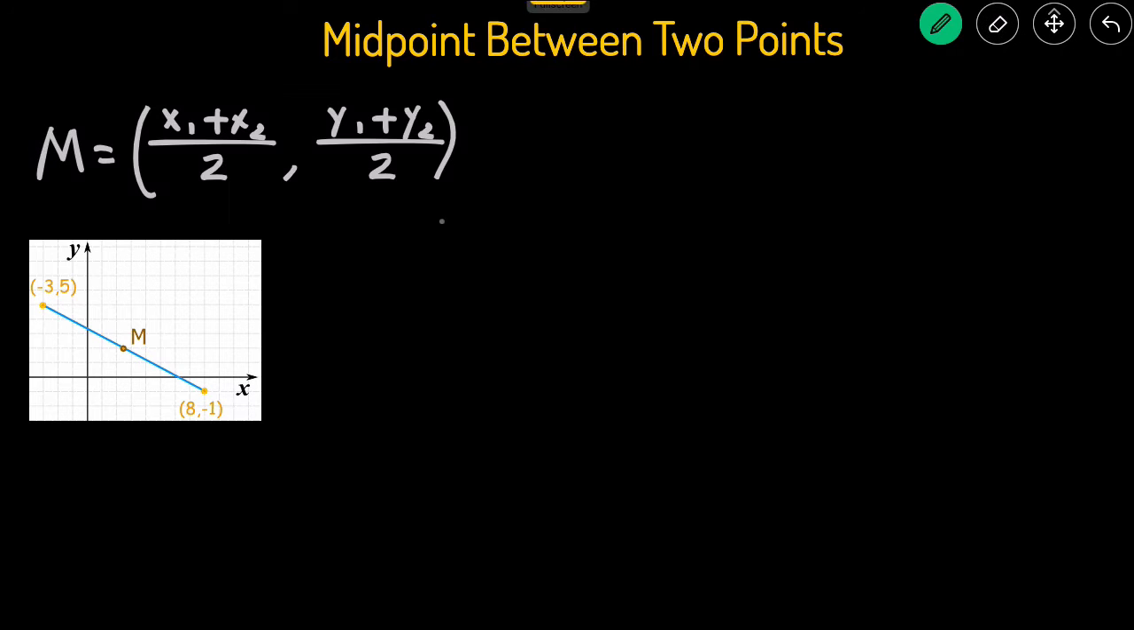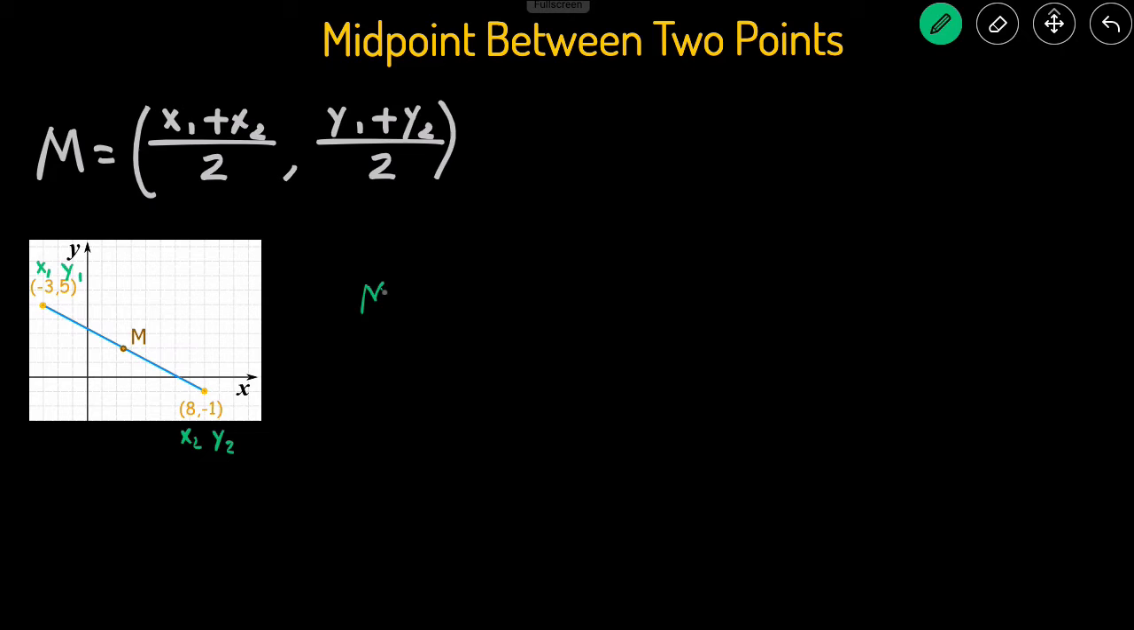Well, we can just use this equation. The midpoint is equal to x1 plus x2 divided by 2, and then the y coordinates are y1 plus y2 divided by 2. So the sum of x divided by 2, and the sum of y divided by 2. It doesn't matter which one you call point 1 and point 2. So let's just call this x1, y1, and then this is going to be x2, y2.